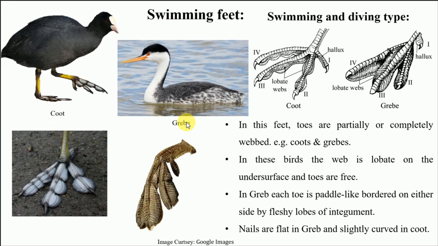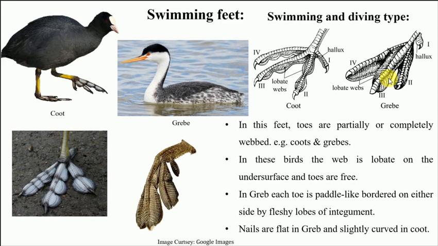So in this bird, the web is a lobate one on the under surface of the toes, which are free. So here you can see the under surface of the toes, they are provided with a web which has some sort of lobe. Such a kind of web is referred to as the lobate web.